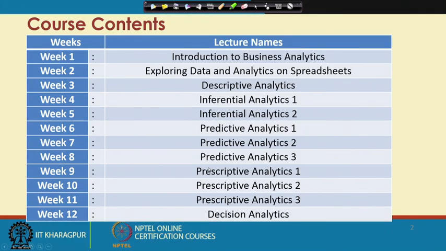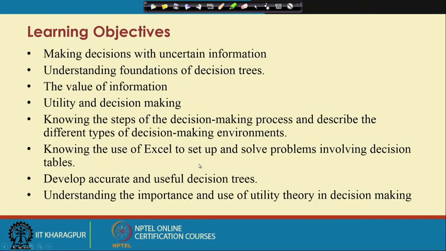So, to start with the particular structure, this is the last unit of this particular course, and the typical objectives are making decisions with uncertain information, understanding the foundation of decision trees, knowing the value of information, knowing the utility and decision making process, knowing the steps of the decision making process, describing the different types of decision making environments, knowing the use of Excel spreadsheet to set up and solve problems involving the decision making process, developing accurate and useful decision trees, and finally understanding the importance and the use of utility theory in the decision making process.